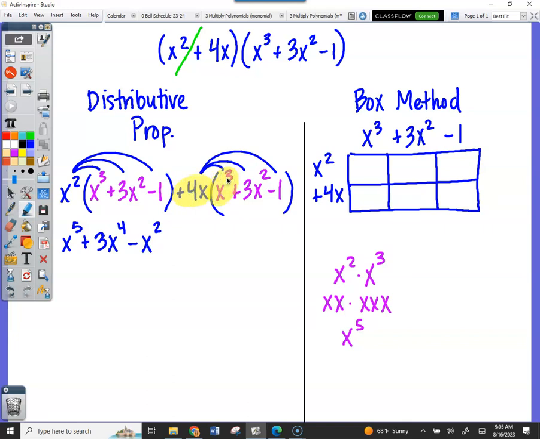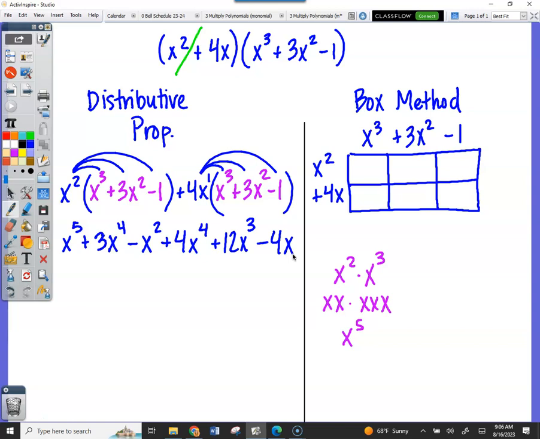4x times x cubed. Noel, what'd you get? 4x times x cubed. That's right. Just look right here with me. You're going to multiply the coefficients, and then you're going to add the exponents. So 4 times 1, 4. They both have an x. This is x to the first power, and then times x to the third power, so x to the fourth power. Alright, 4x times 3x squared, 12x to the third, and 4x times -1, -4x.